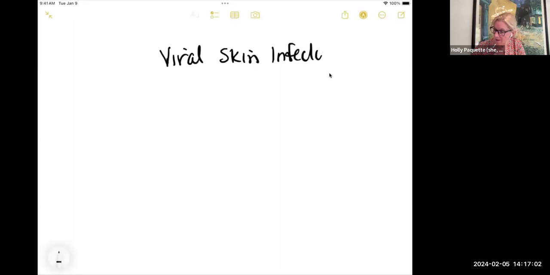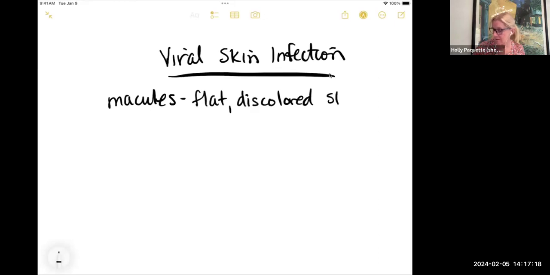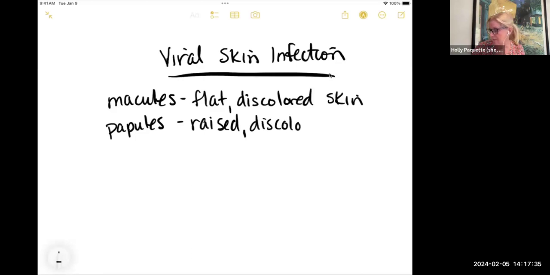Some of the vocabulary that I have up there then. The first one was macules. And macules are flat, discolored skin. So this would mean that you get no raising, no kind of bump from it. We can also have something called papules. These, on the other hand, are raised. So kind of a bump. Discolored skin.